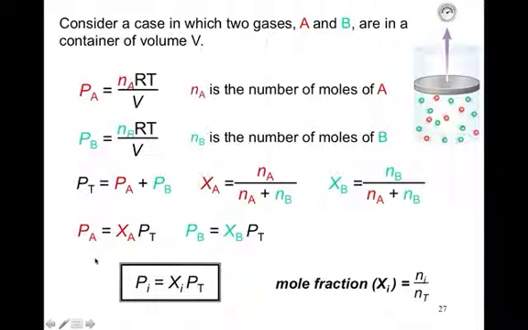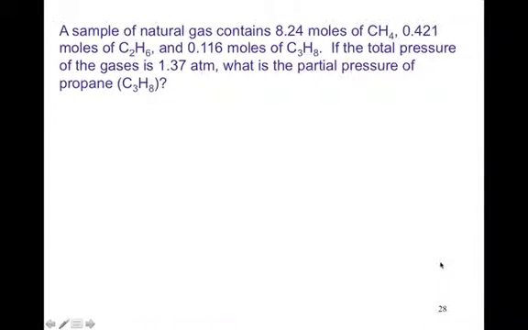And there's the mole fraction: the number of moles of what you're interested in, divided by the number of moles total. Here's what it would look like in a problem. We have a sample of natural gas, and it's got 8.24 moles of methane, 0.42 moles of ethane, and 0.116 moles of propane. If the total pressure of the gas is 1.37 atmospheres, what's the partial pressure of propane?